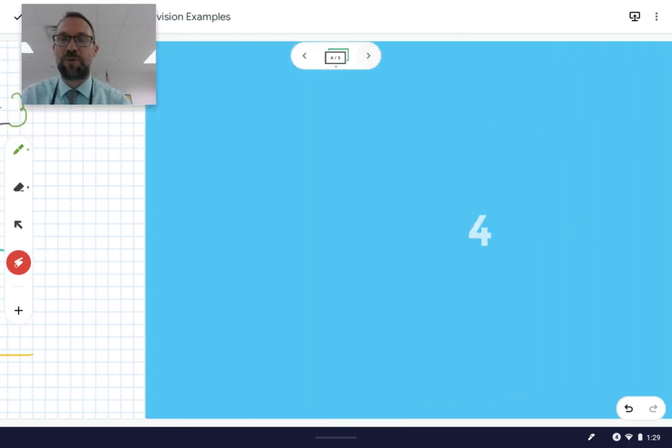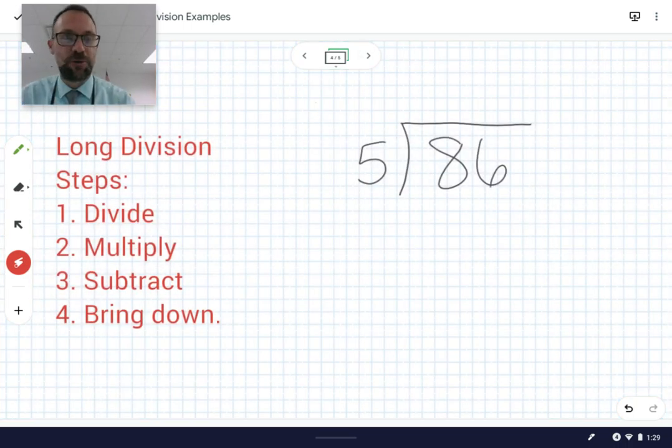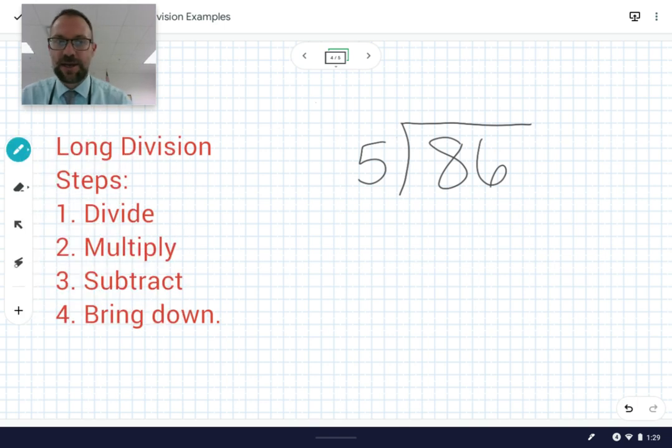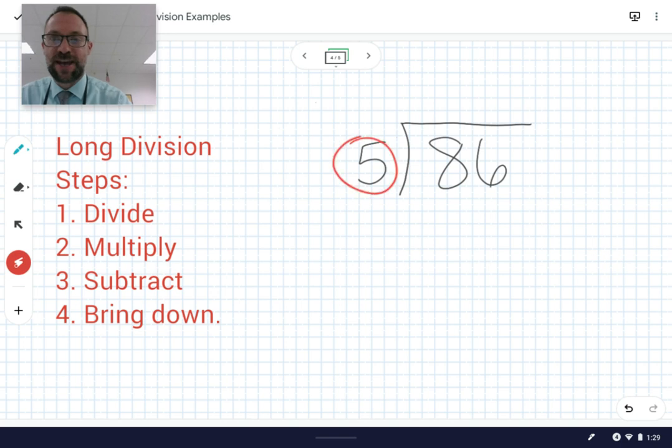Let's tackle one more problem. All right, so here we have 86 divided by 5. All right, step 1, we must divide. How many groups of 5 are there in 8? Well, you're right, there's just 1. That takes care of the division step.